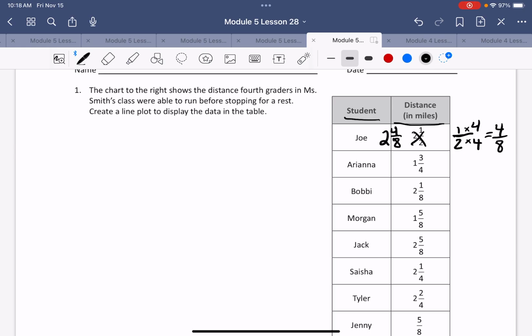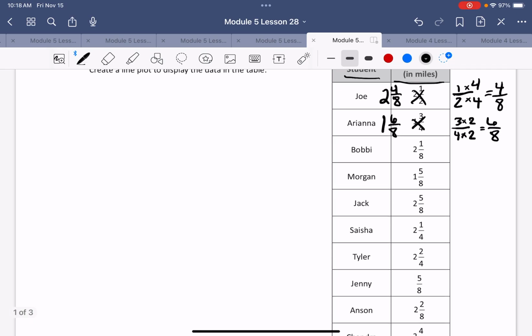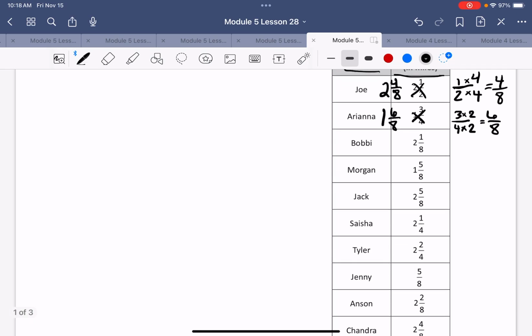Okay, so if we look at Ariana, Ariana has 1 3/4. I need to get 3/4 to equal 8s. So if I multiply my 4 times 2, then I can get it to 8. So 3 times 2 is 6. So I now know Ariana has 1 6/8. Bobby is already in 8s. Morgan is already 8s. Jack already is in 8s.